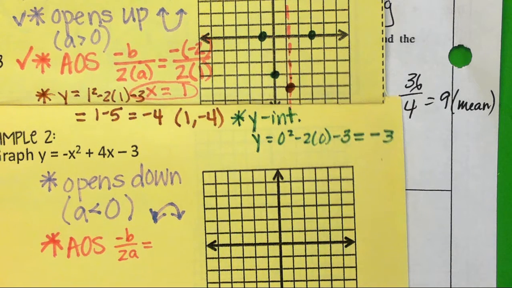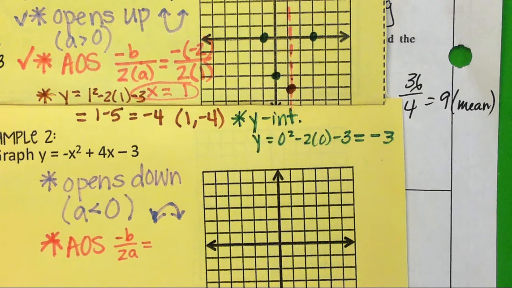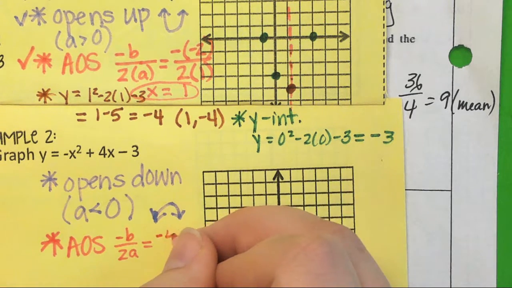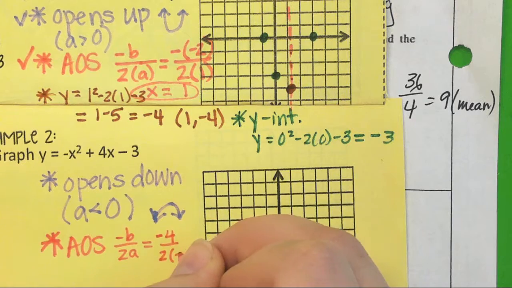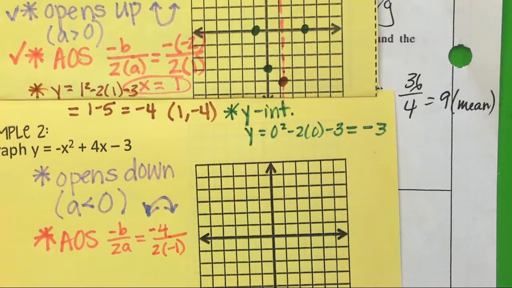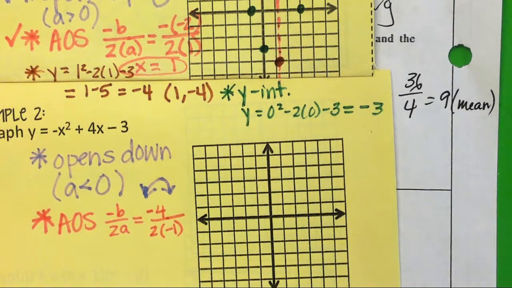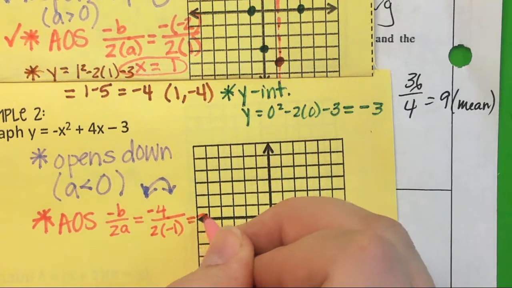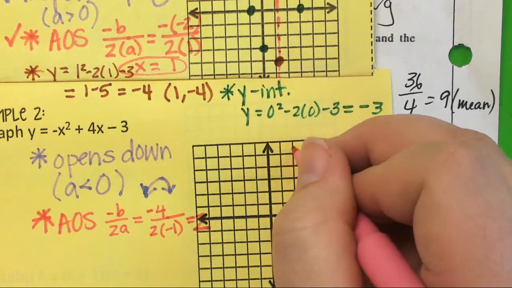Then negative 4. Okay, so you did negative 4 over 2 times negative 1, and you got 4? I got 2. And I'm with John David. I just got 2. So my axis of symmetry is at 2.